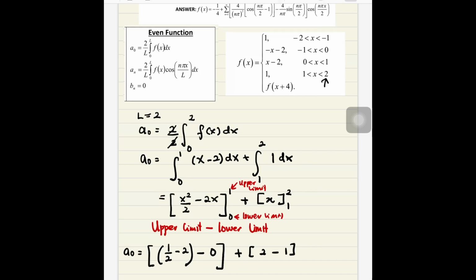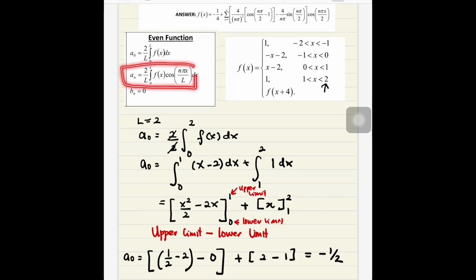Okay, so your answer should be 1 over 2 minus 2 plus 1, which is equal to negative 1 over 2. Okay, so therefore this is your A naught.